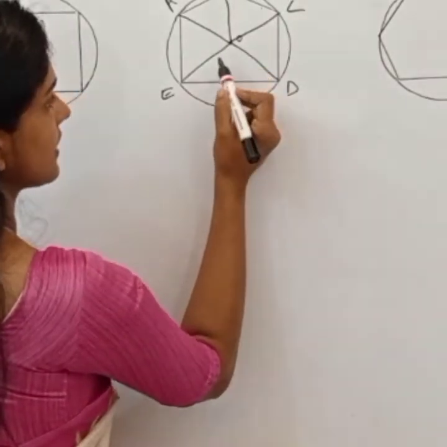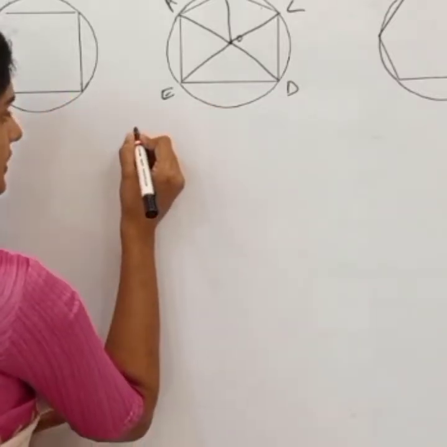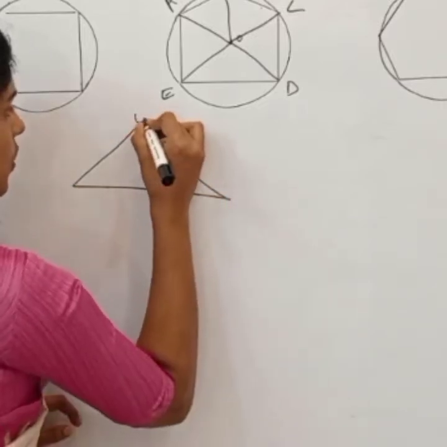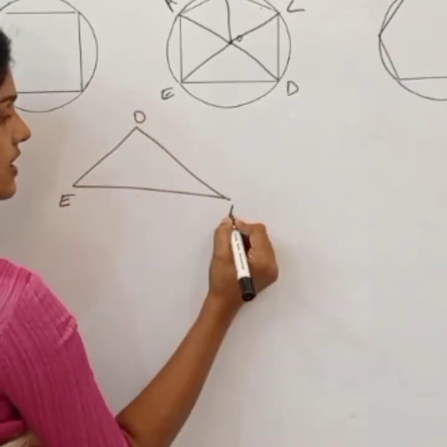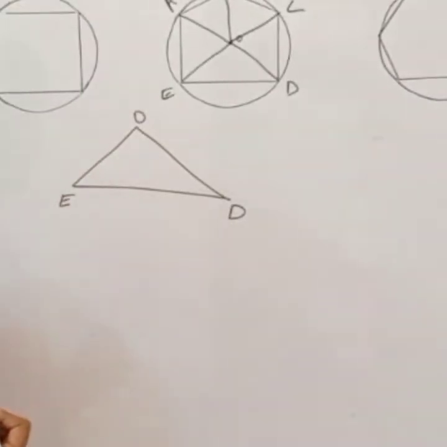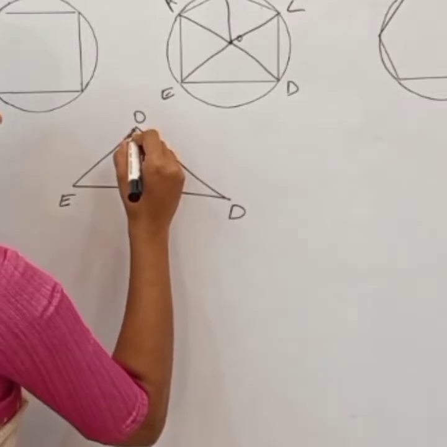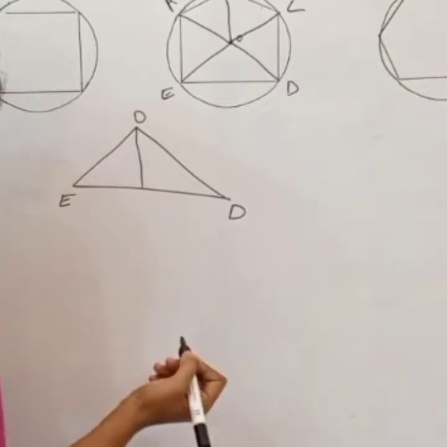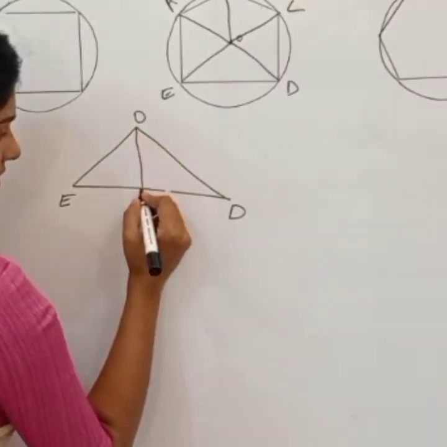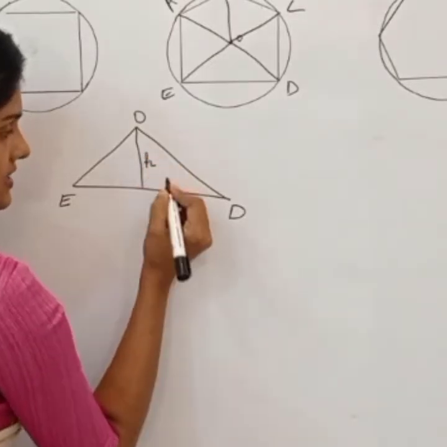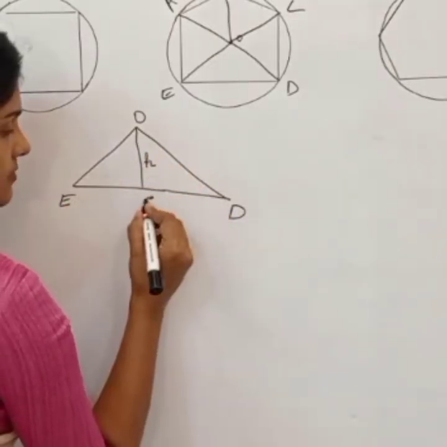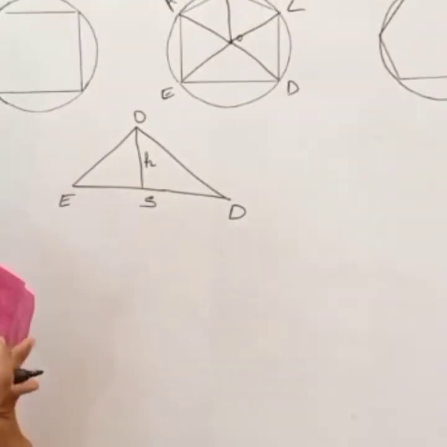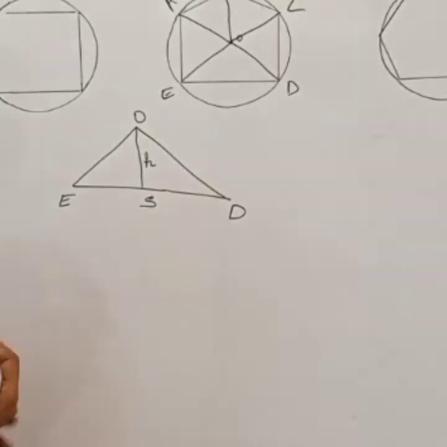Now, consider triangle OED. O, E, D. Okay. Now, draw a perpendicular from this O to its opposite side. Now, let this length be h and the length of the side ED be s. Okay. So, now what is the area of a triangle? What gives the area of a triangle?